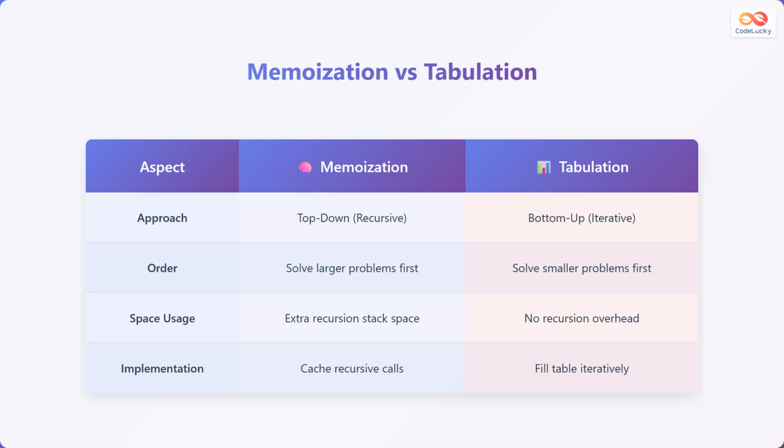Let's compare these two approaches. Memoization uses a top-down recursive approach, solving larger problems first and breaking them down. It requires extra recursion stack space, but has the advantage of only computing subproblems that are actually needed. Tabulation, on the other hand, uses a bottom-up iterative approach, solving smaller problems first. It has no recursion overhead and typically uses less space, but may compute subproblems that aren't necessary for the final answer.